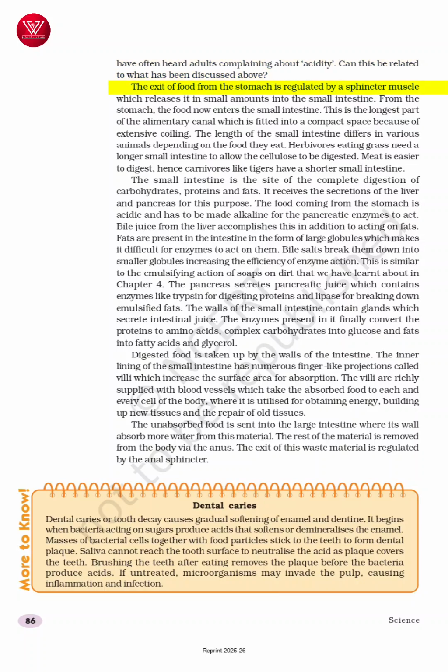The exit of food from the stomach is regulated by a sphincter muscle which releases it in small amounts into the small intestine. From the stomach, the food now enters the small intestine. This is the longest part of the alimentary canal, which is fitted into a compact space because of the extensive coiling. The length of the small intestine differs in various animals depending on the food they eat.